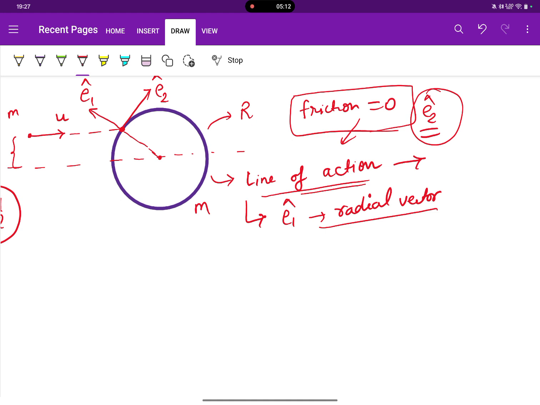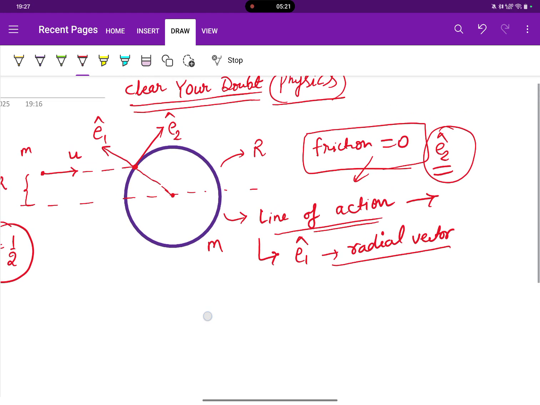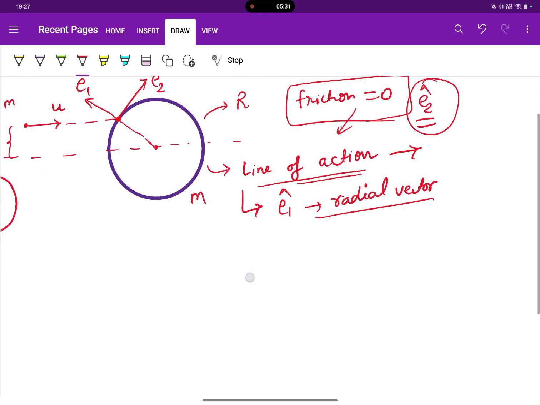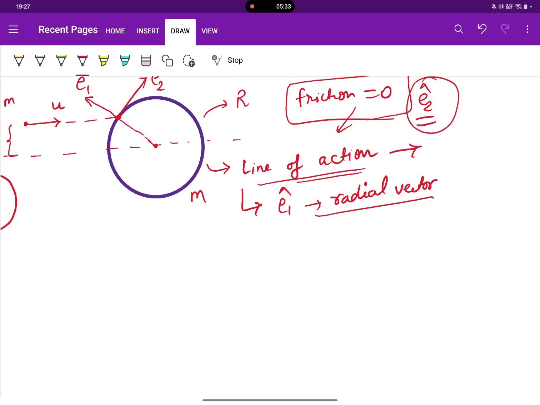Now this became a very, very simple problem. इतना ही करना था इसमें, ठीक है. Rest of the thing is just math. Physics was just this much: to understand that the change in momentum is going to occur in this E1 cap direction. For E2, the force with which this particle is colliding is not going to change anything in the E2 cap direction.